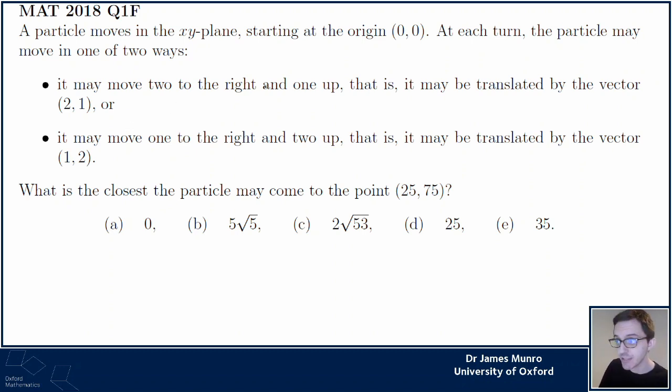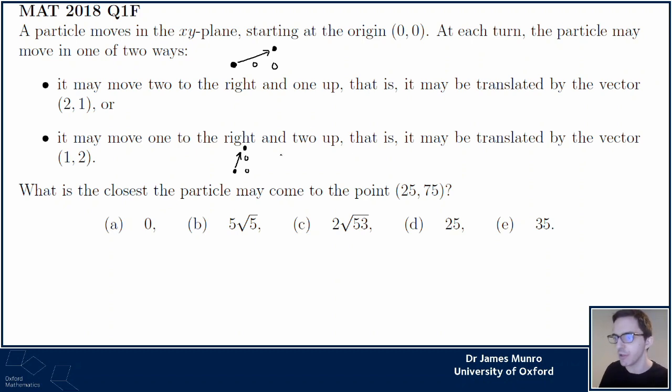It can move 2 to the right and 1 up. So if it's here at some coordinates, then it could be moving 2 to the right and 1 up, which is a translation by the vector (2, 1). Or it can move 1 to the right and 2 up. So that's a translation by the vector (1, 2). Okay, and we're not told how these moves are chosen, so it could do either of these moves in any order, I suppose. We're asked for the closest that the particle might come to the point (25, 75).